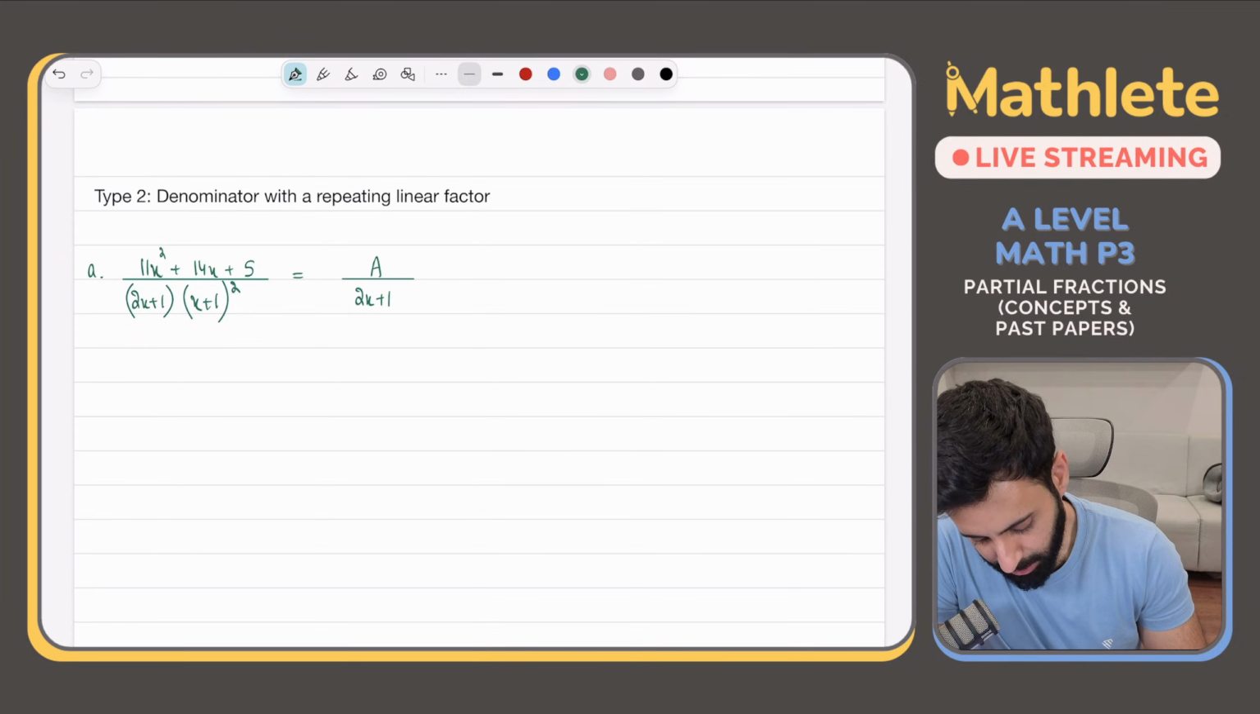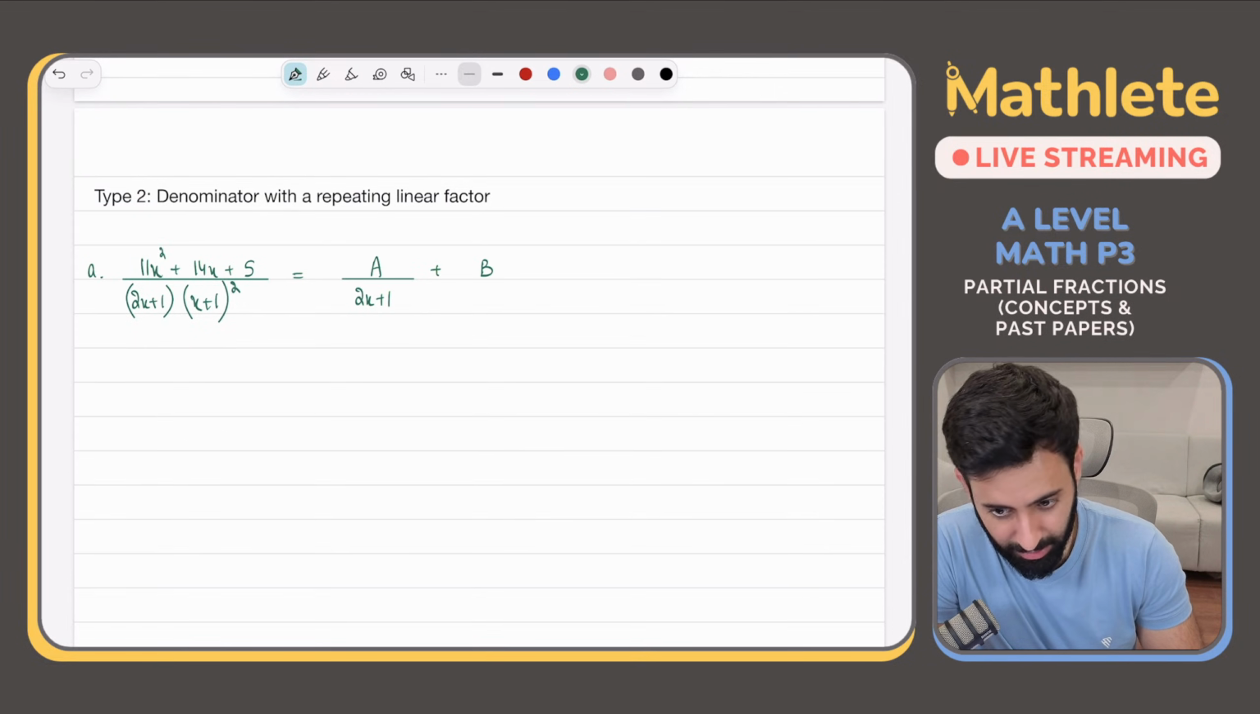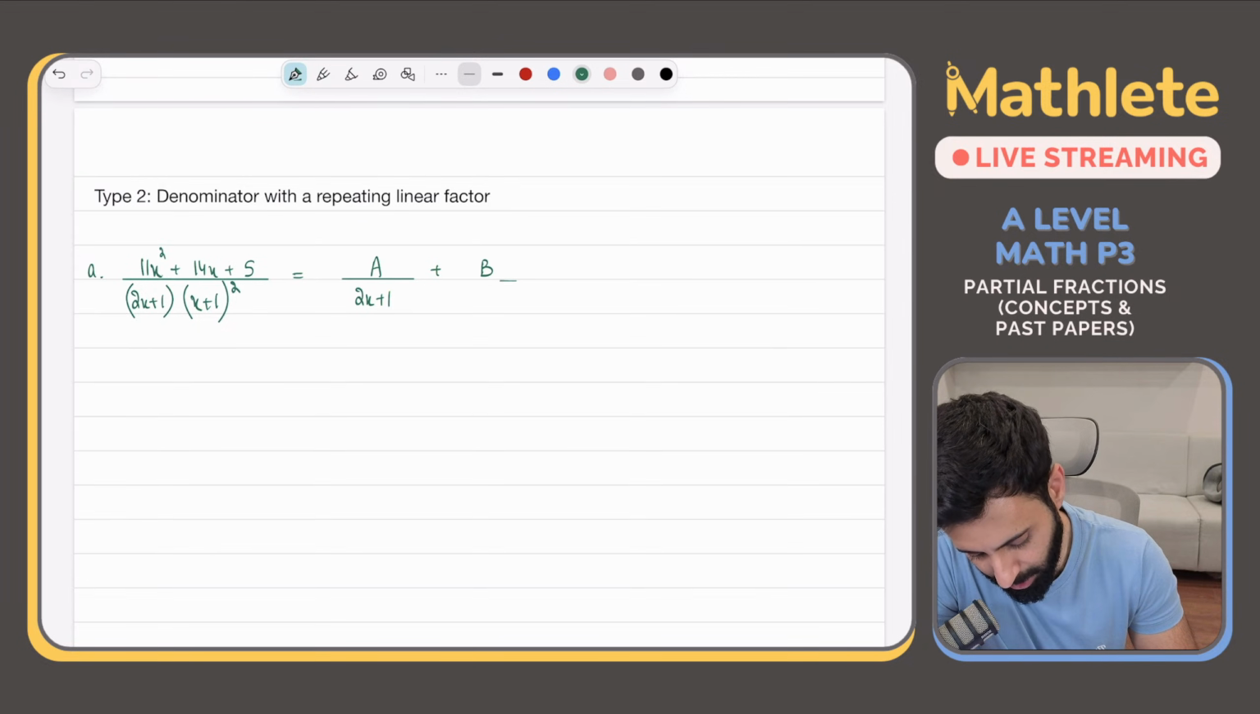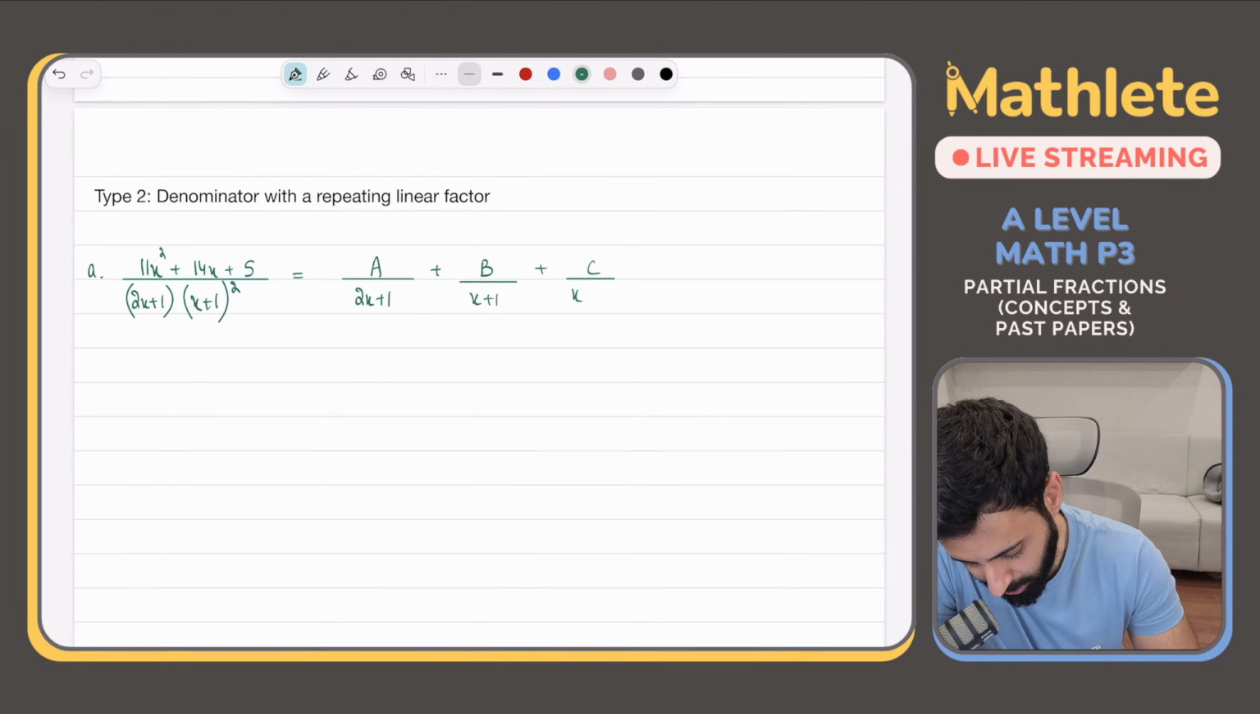So a over 2x plus 1, how do we break this down? It's important that you remember how to break this down. Okay? A over 2x plus 1 plus b over x plus 1 plus c over x plus 1 the whole thing square.